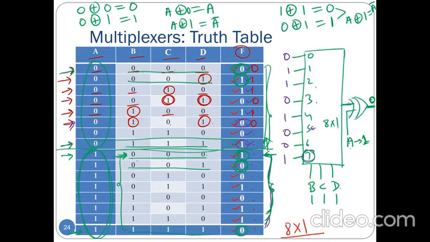This one. B, C and D are 1 1 1, but A is 0. So this again selects the 7th line here, which stores a 1. So we get 1 here. 1 XOR 0 is simply 1. So the final output would be 1. And notice that the output is 1 in this truth table. Likewise, you can check for other rows. So this is one way of emulating the 16 row truth table for the odd parity function using an 8 by 1 multiplexer.